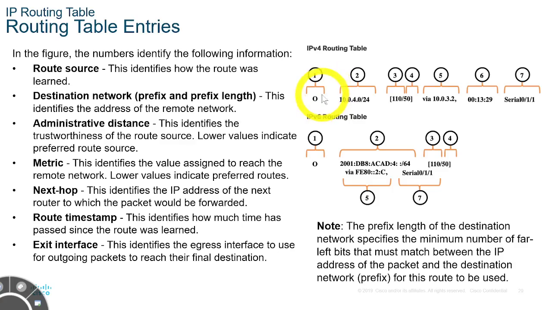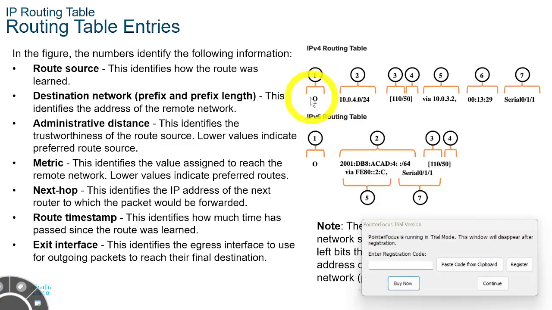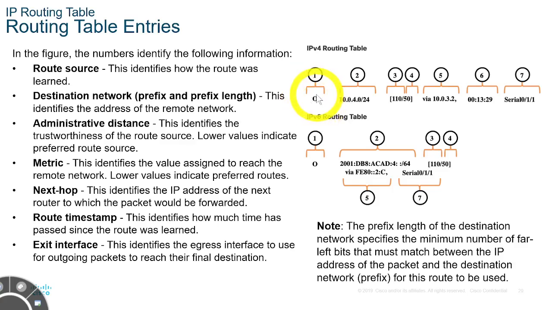So briefly to summarize, okay, this is the learning algorithm. From which algorithm do we learn this information in the routing table? This is the network, the destination network address. This is the administrative distance and the metric. So the lower values mean that a better path should be chosen. This is the next hop that's linked to this interface.